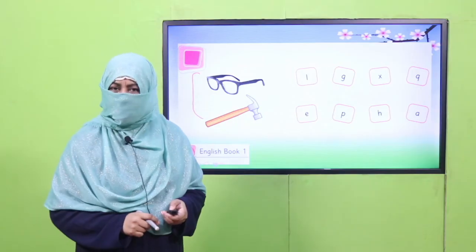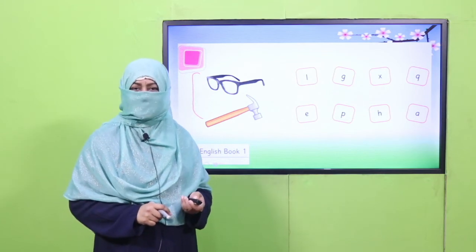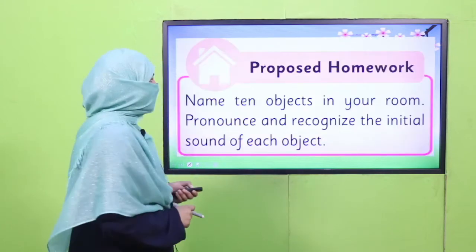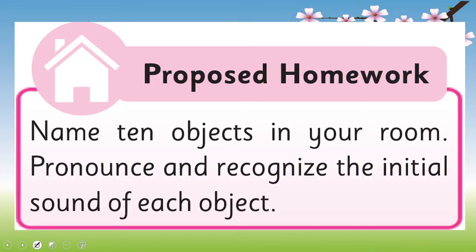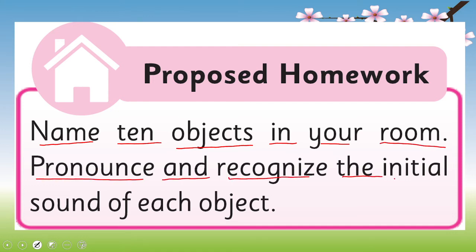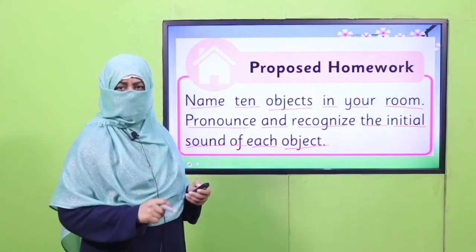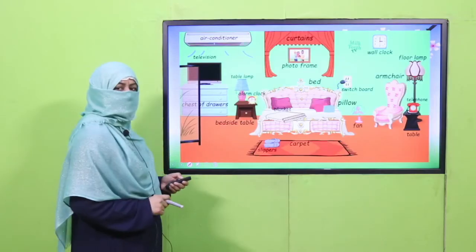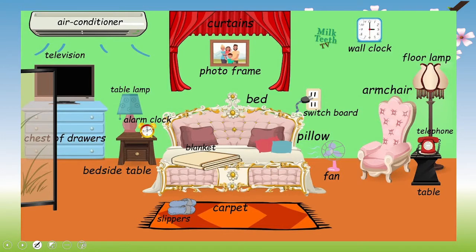Okay, I hope you are done with it. It was really interesting. You enjoyed it? That's great. Here I am giving you homework. Name 10 objects in your room. Pronounce and recognize the initial sound of each object. You understood what you are supposed to do? Okay, I'm going to tell you. Suppose this is your room. There are many objects. You have to say the names of any 10.